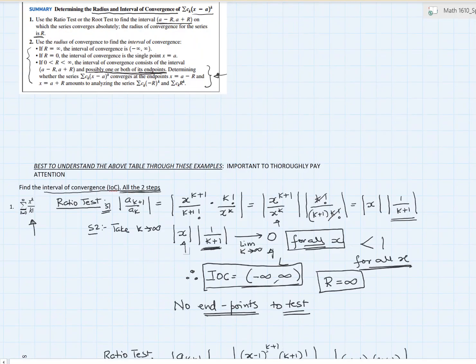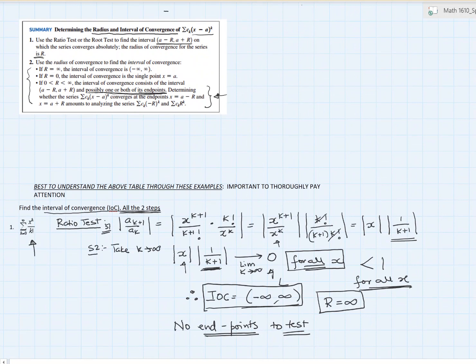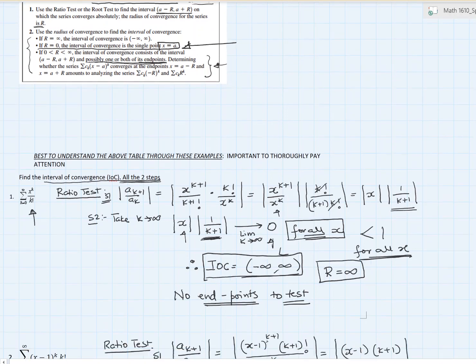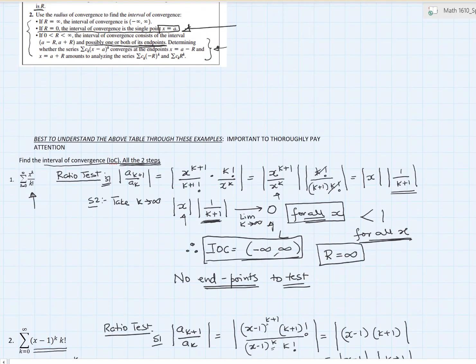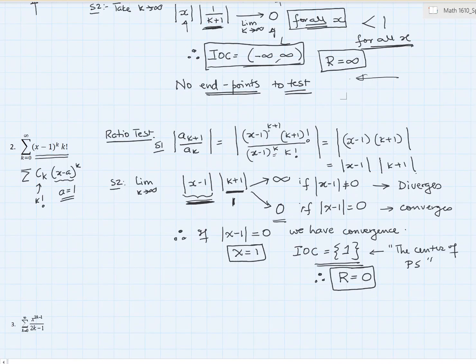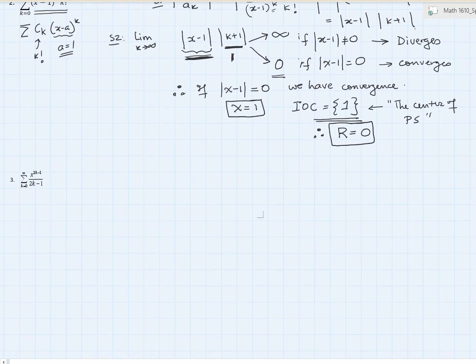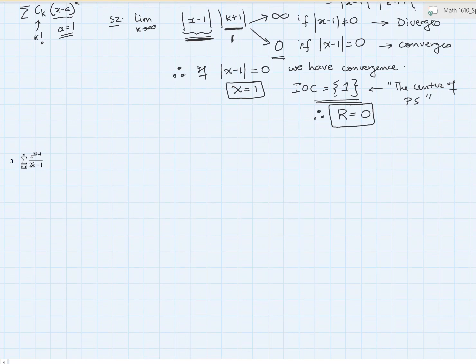So if we go back to the table, this is this particular case. If R is 0, the interval of convergence is the single point x equals a. And this example that we just finished before this was the first one, where R is infinity, the interval of convergence is negative infinity to infinity. Okay, let's go to the third example.